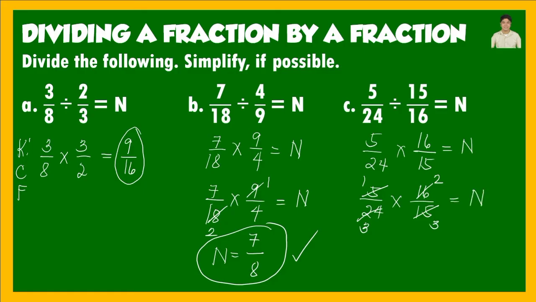Next, multiply the remaining factors. So 1 times 2 for the numerator, that is 2. And then for denominators, 3 times 3, we have 9. So our answer is 2 over 9.